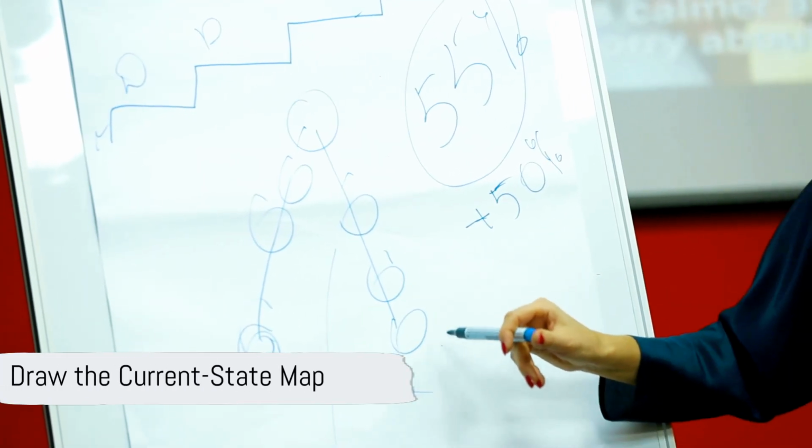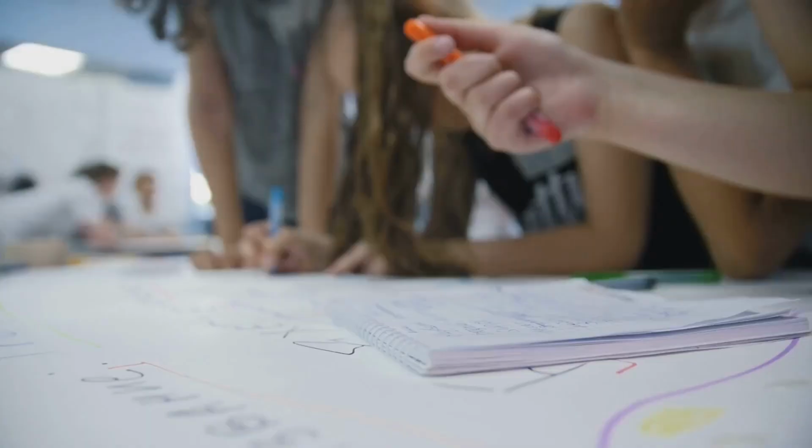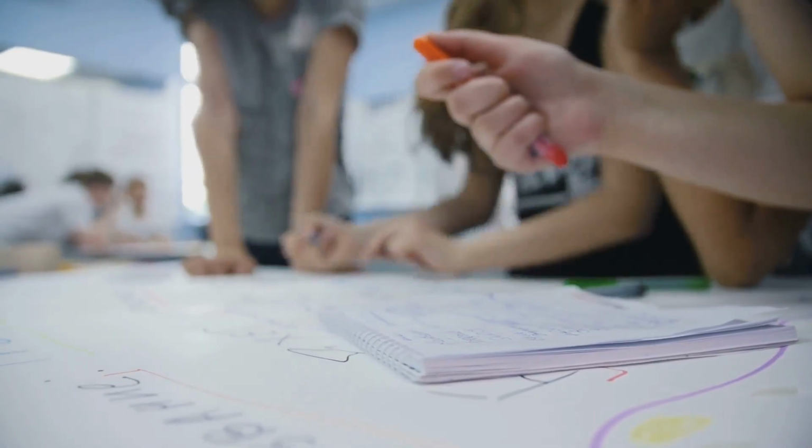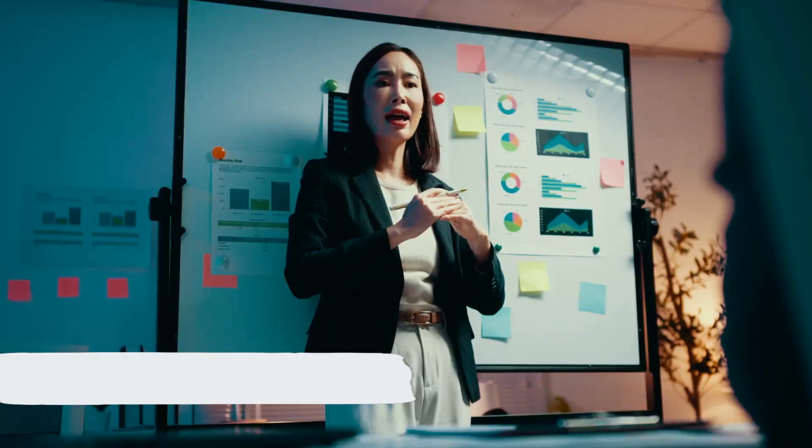Draw the current state map. Sketch each step in order. Add the data boxes, flows, and inventory points. Include both material and information flows. This is your baseline picture of reality.